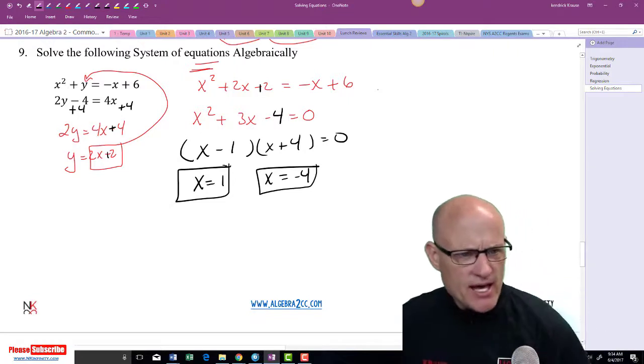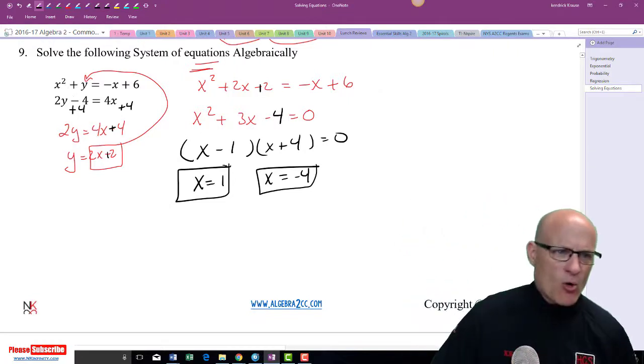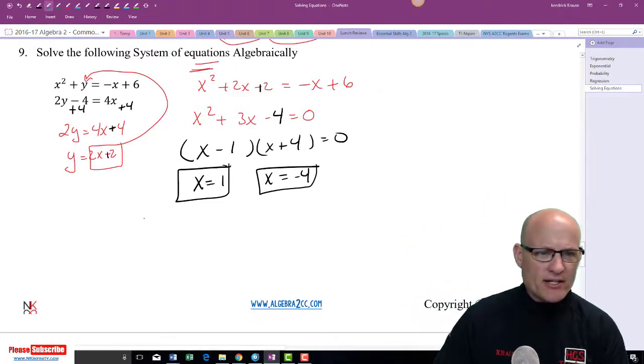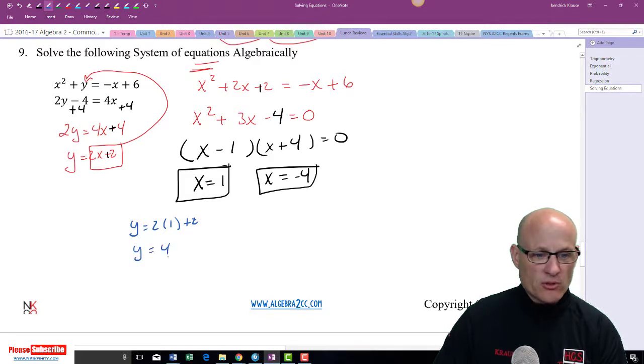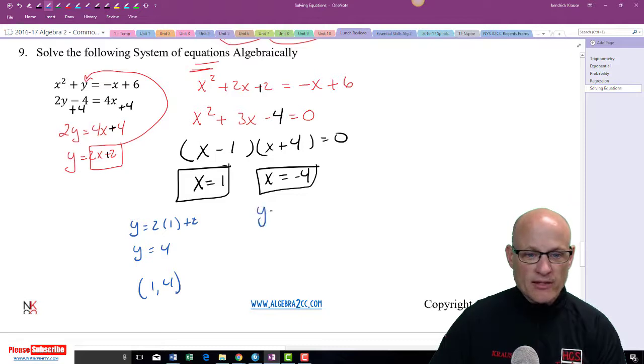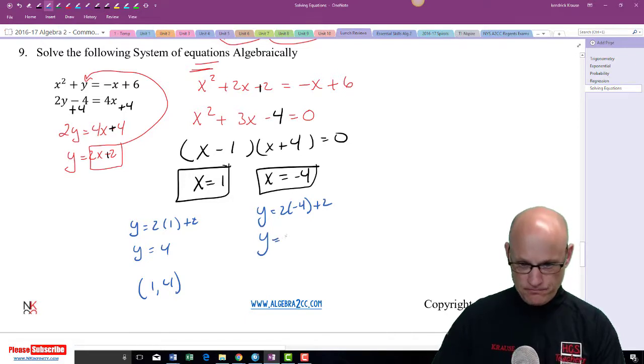Let's see. Yeah. I've got to go find out y values. So my y value is, let's see, y equals 2 times 1 plus 2. So y is equal to 4. So it looks like the point 1 comma 4. This one is y is equal to 2 times negative 4 plus 2. Y is equal to negative 8, negative 6. So it looks like this is the point negative 4, negative 6.